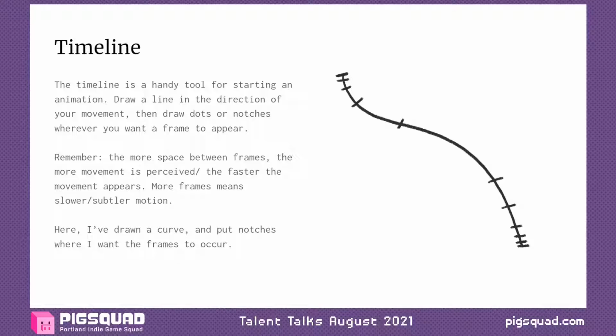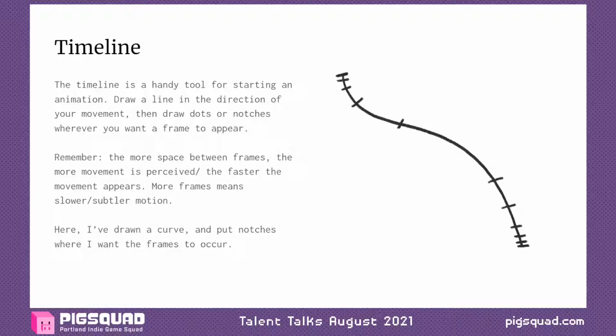So I'm going to go through a really quick process of how I would break out and draw a really simple animation. The first step is to draw what is called a timeline. It's a little bit different than what they call the timeline in software, if you're using software to draw. But a timeline is a handy tool for starting an animation. You'll basically draw a line in the direction of the movement that you want. Then you draw lots of little dots or notches wherever you want a frame to appear. So it's kind of like a guideline. It's like a rough sketch.